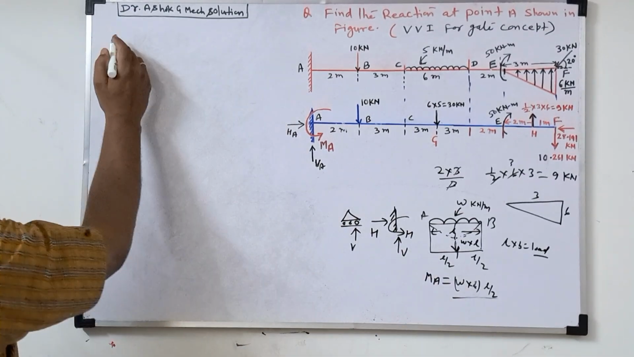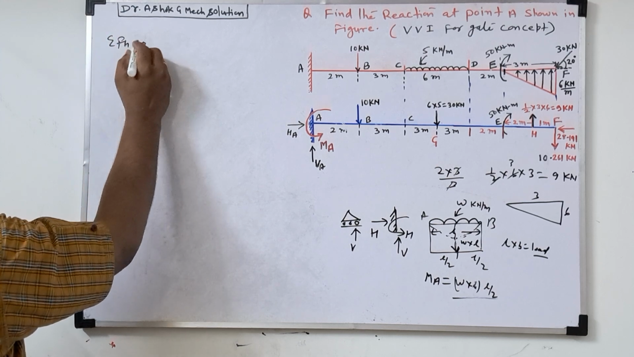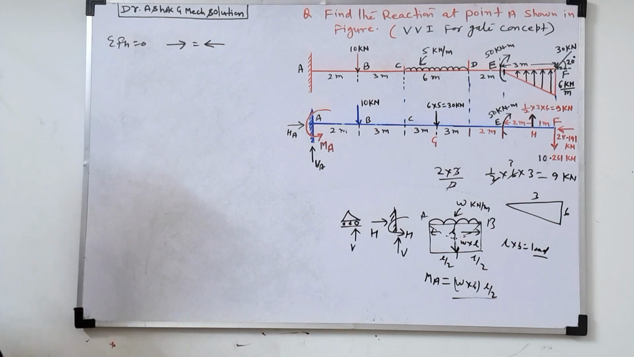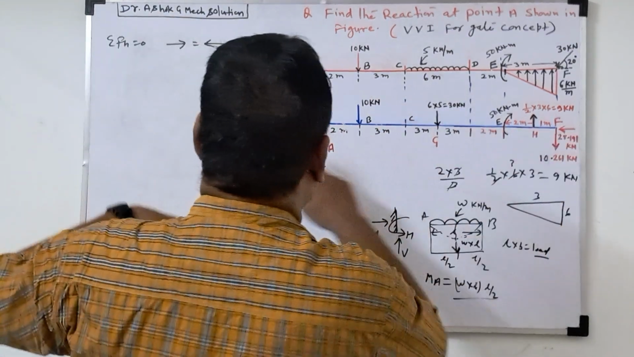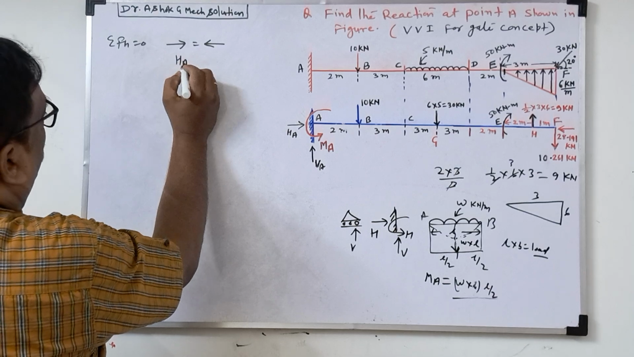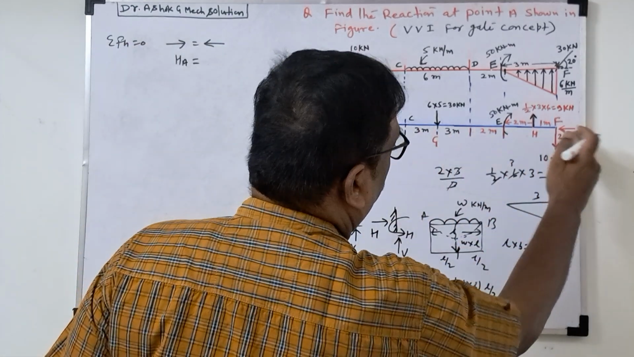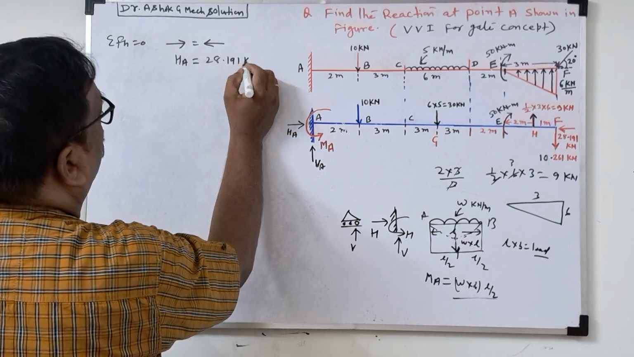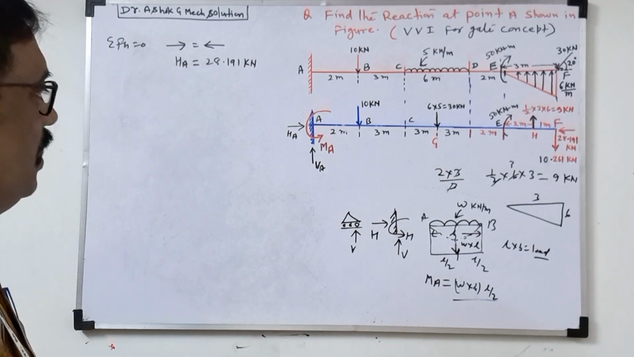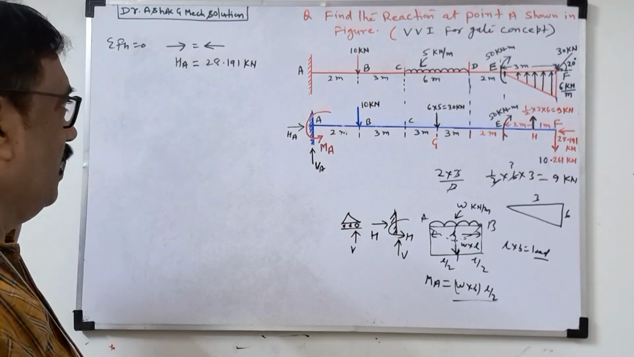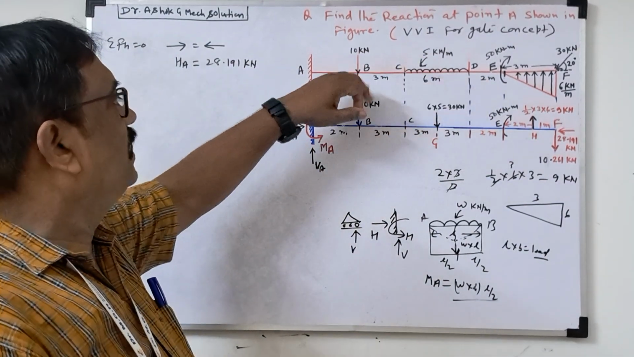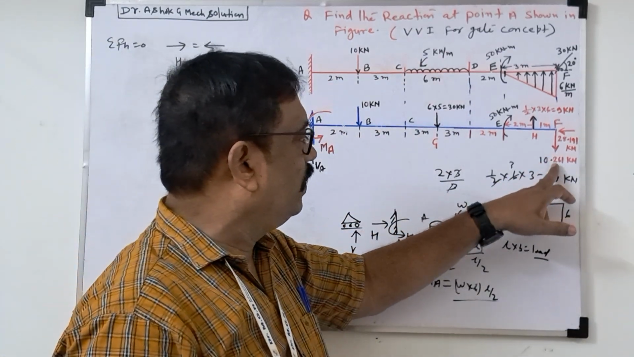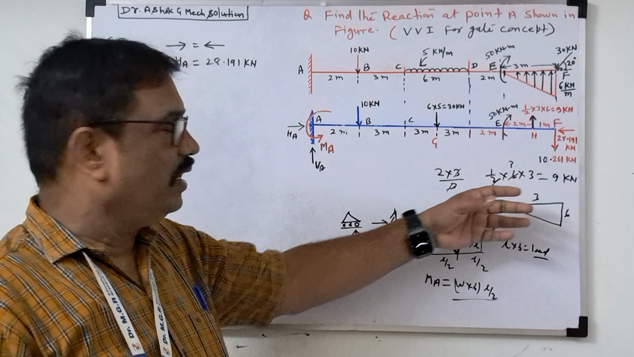Now we'll apply the equilibrium equations. Sigma Fh equal to 0. In this case, we take total leftward force equal to total rightward force. Now in this load diagram, HA is going this side. Is there any reverse force? Yes, 28.191 kilonewton. So HA we know now. If they ask the same question in GATE or some competitive exam, they will give this diagram and ask to find HA. Choices will be there, and this will be the answer.